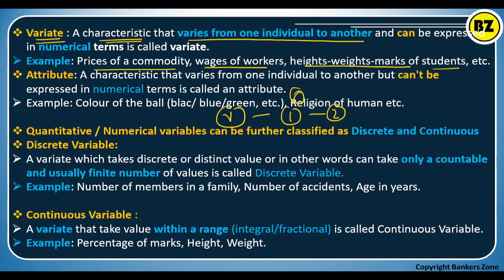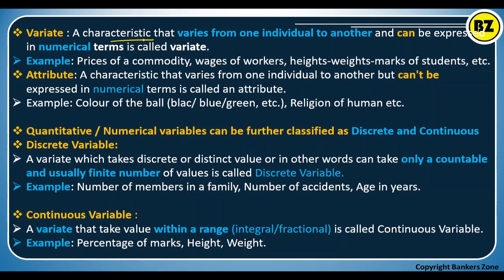For example, the salary of one employee may be different from another employee. The height of an employee may be different from the height of another employee. Or you can say the weight of one student may be different from another student. Marks obtained by students may be different. So basically a characteristic that varies from one to another is nothing but a variate.